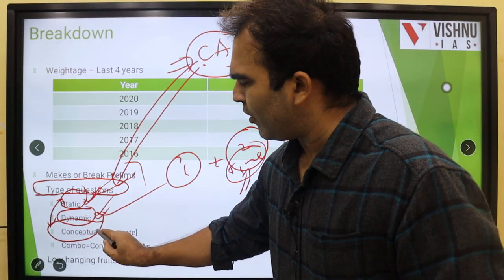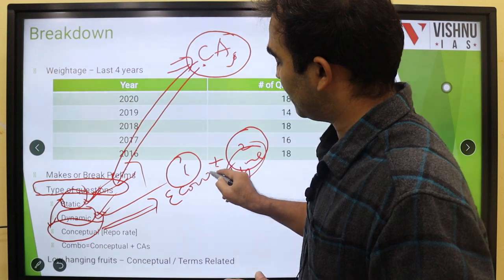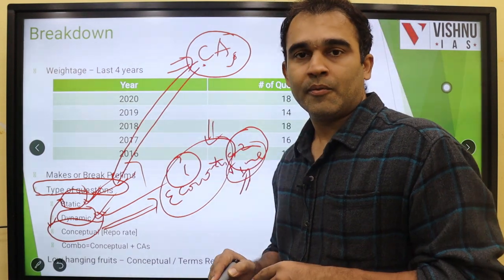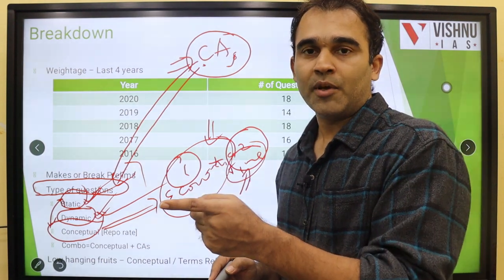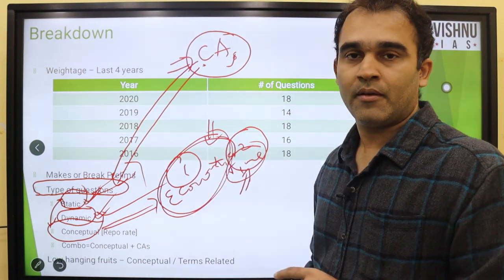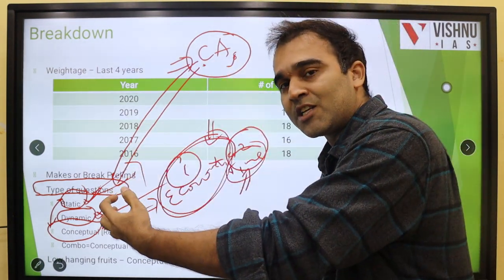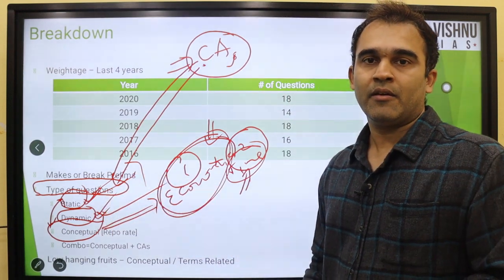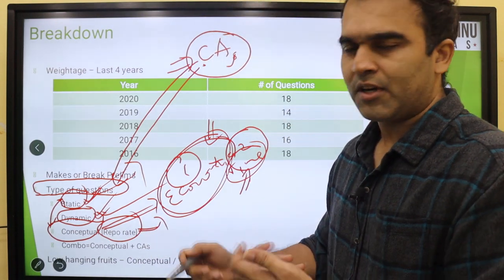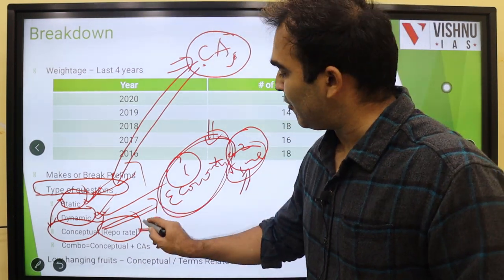But conceptual, purely economic, that's where your economics can come into picture. At the start of the video I said, don't worry about economics. Focus on economy. But I also said that economics will be your starting point. You take the concept of economics, apply it, and the application part is economy. So conceptual, like what is repo rate? A simple economic question. So that can be asked.